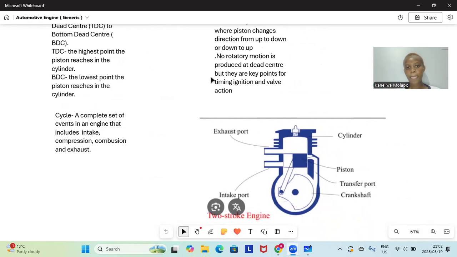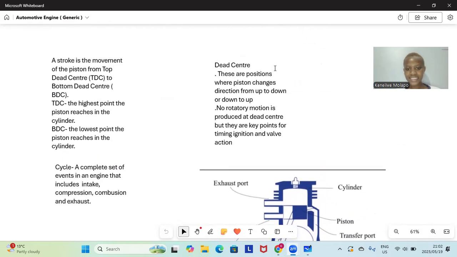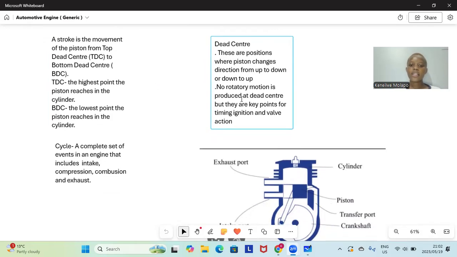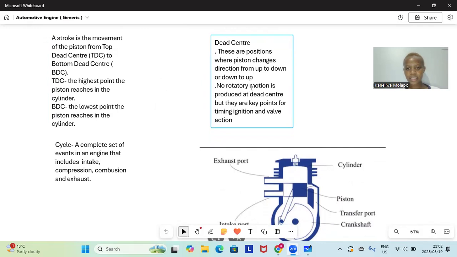In the cylinder. A dead center is a position where the piston changes direction from up to down or from down to up. That's why we have a top dead center and a bottom dead center. They say no rotary motion is produced at the dead center, but they are key points for timing, ignition, and valve action.